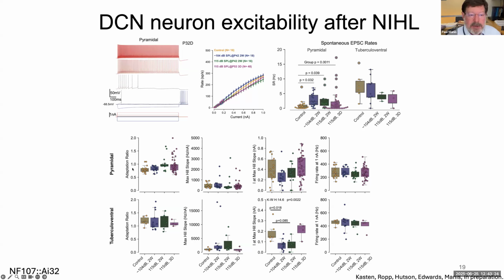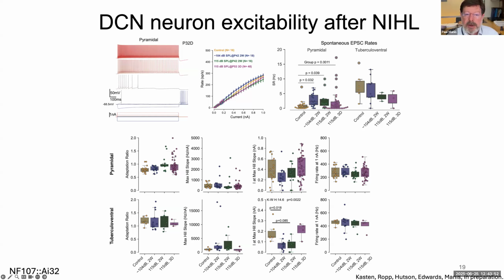There's no change in the adaptation in the pyramidal cells or in the tuberculoventral neurons, which were also sampled in this particular project. There's really no change in the maximum, what we call the hill slope. So we fit these with a hill function and looked at the maximum slope. That's the change in firing rate as a function of the current injection. There was no change in that. There is maybe a small change here in the tuberculoventral neurons, but it wasn't significant.